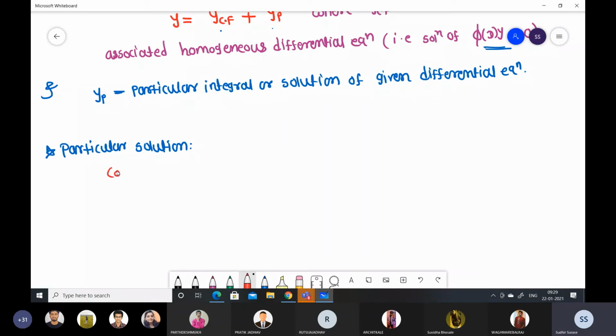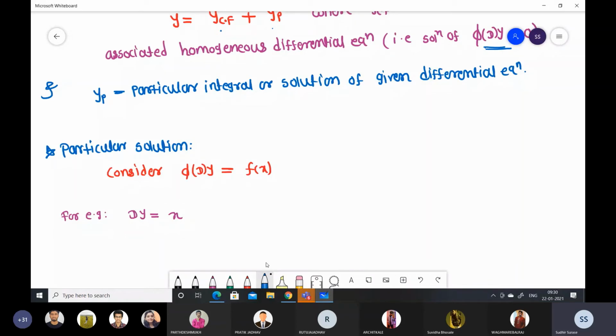So consider the given differential equation phi of D times y is equal to f of x, and let me explain this with the help of a particular case, and then we will generalize it. So for example, the differential equation is D times y is equal to, let's say, x. And we are looking for its general solution, I mean complementary function and particular integral.